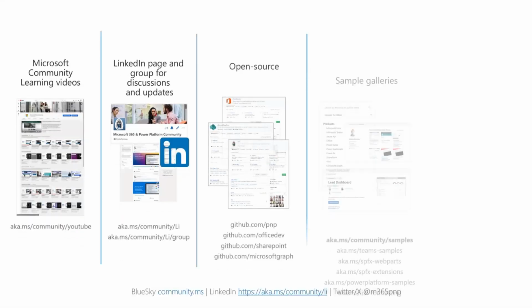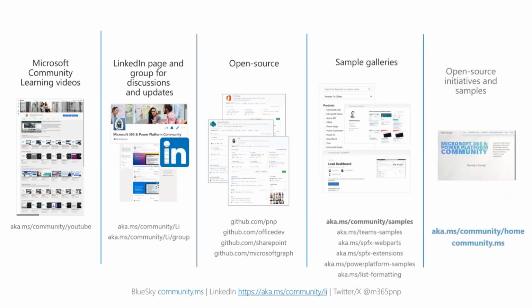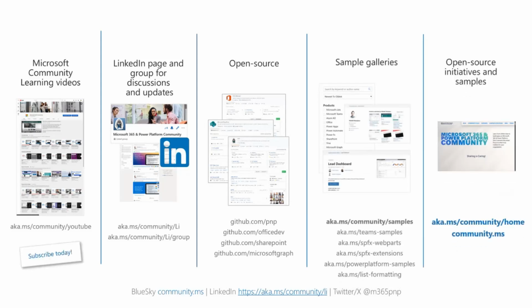We have tons of resources available to you. We have community learning videos on YouTube. You got the LinkedIn page for group discussion and updates. We've got our open source repositories. We have our sample galleries, and you can find all of that under one URL. So you don't have to remember all the URLs. You could just go to aka.ms/community/home or community.ms. I guess I lied about having a single URL. But you can get to any of those URLs to get all resources.